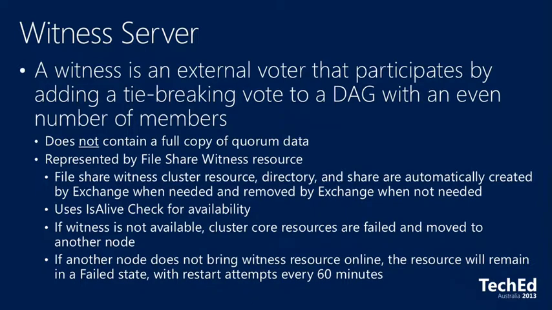So all DAGs will have a witness server configured for them, but only DAGs with an even number of members will actually use the witness server. Because obviously, if you have an odd number of members, you don't need a tiebreaker. You can't have ties. When you have an even number of members, you have to do something to figure out, well, what if 2 say this and 2 say that? Who do we believe? That's what the witness server is there to do.